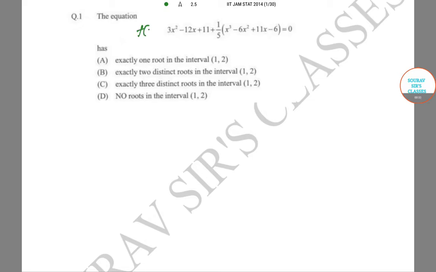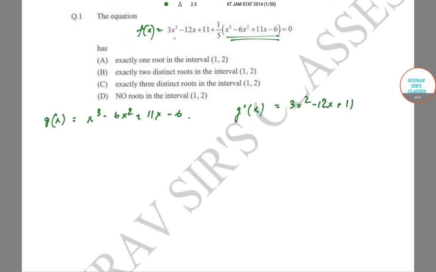Now we call this f(x), so let g(x) = x³ - 6x² + 11x - 6. Note that g'(x) = 3x² - 12x + 11. If we just take this and differentiate it, we just get this. So f(x) = g'(x) + g(x)/5.